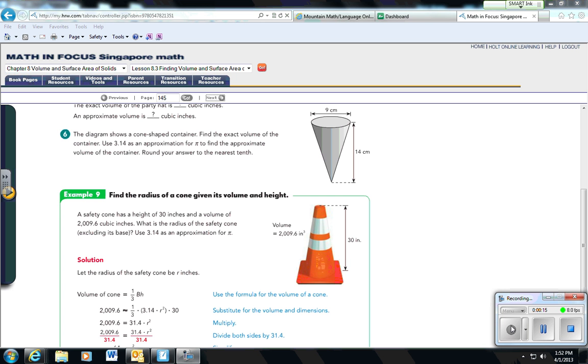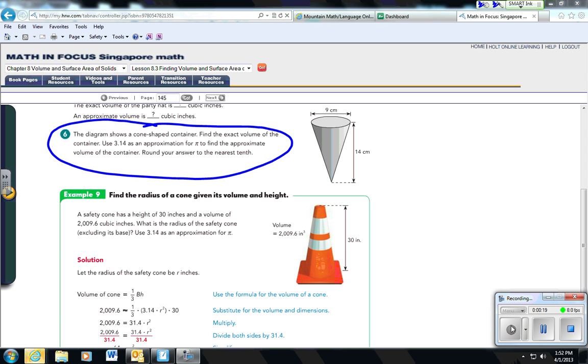Again, asking us to find the volume of the cone that they give us a drawing for. So again, volume is 1/3 times capital B, the base, which is the area of your base, in this case the area of a circle, times the height, or volume equals capital B times the height divided by 3. Again, both are correct. Whether you want to divide by 3 or multiply by 1/3 gives you the same answer.